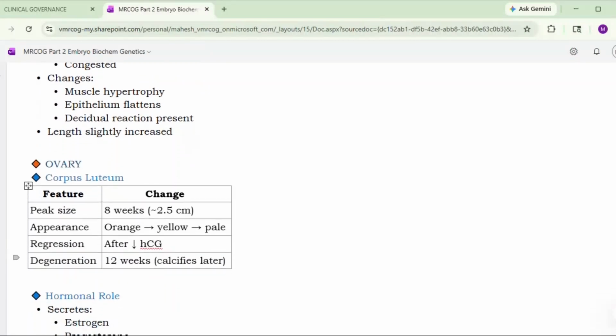Now what happens in the ovary? In the ovary, there will be presence of the corpus luteum. After fertilization, this corpus luteum will persist for a couple of weeks. The peak size of the corpus luteum is around 8 weeks, which is around 2.5 centimeters.